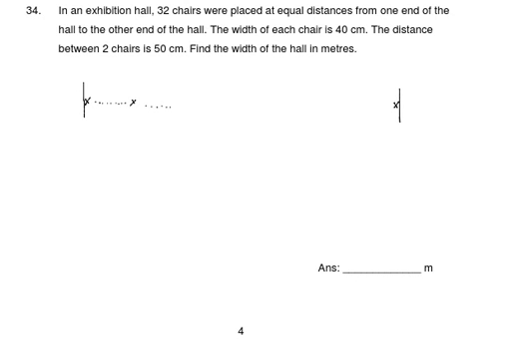So the width of each chair is 40 cm. How many chairs do you have? 32, right? Since they want it in meters, I convert everything to meters first. So 32 multiplied by 40 cm, which is 0.4 meters. What do you get? 12.8 meters. This is only for the width of the chairs.